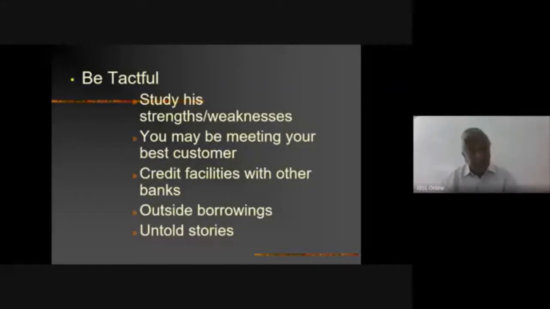Then find out the credit facilities with other banks. Obviously, big corporate customers are banking with so many other banks, and they have their credit facilities. You must know about those. Sometimes they also have some outside borrowing.